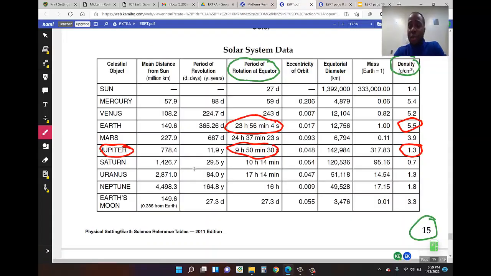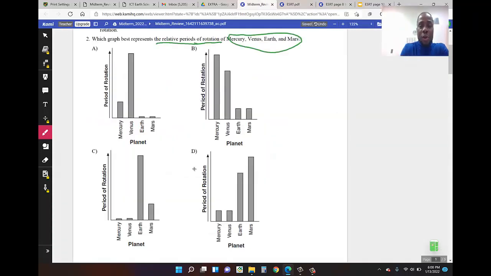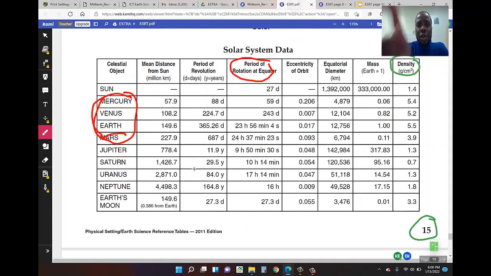It's still the same Earth Science reference table, page number 15. This time around, I'm looking at these 4 terrestrial planets and their periods of rotation. Let me be sure. Let me go back. Yeah, period of rotation. So I'm looking at the period of rotation. So amongst these 4 planets, which one rotates the fastest? Earth. Earth rotates fastest, so Earth is number 1, very fast.